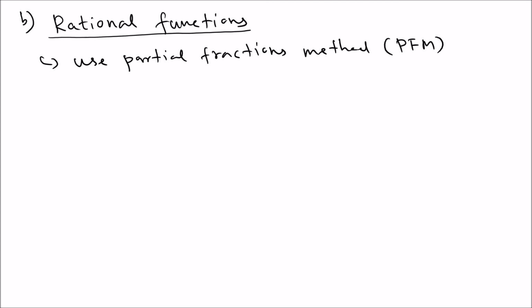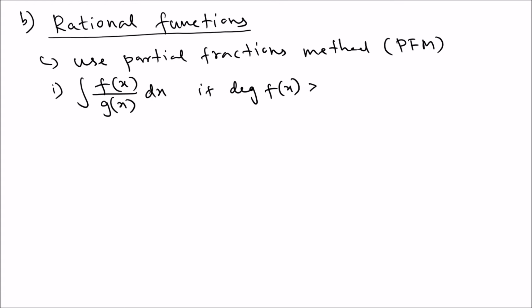Sometimes what happens, so let's talk about those cases separately. Let's say you have an integral f(x) over g(x) dx. If the degree of the numerator function is greater than or equal to the degree of the denominator function, what we're going to do is divide by the bottom function. So that's where polynomial division comes into play.